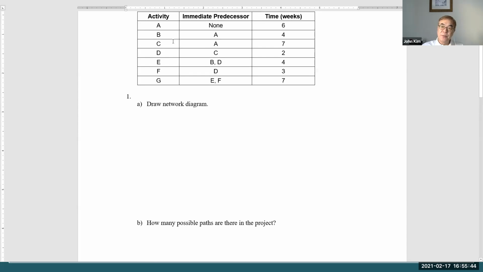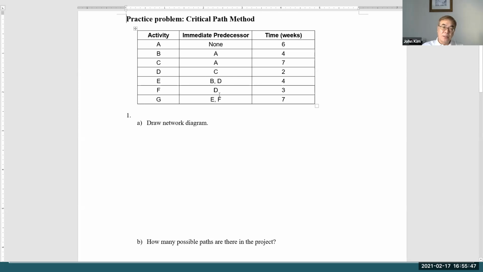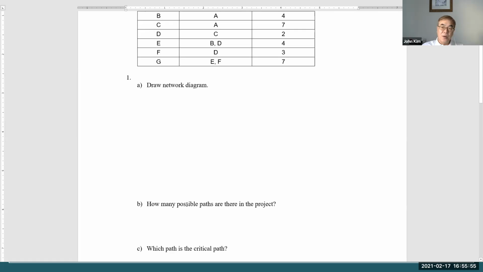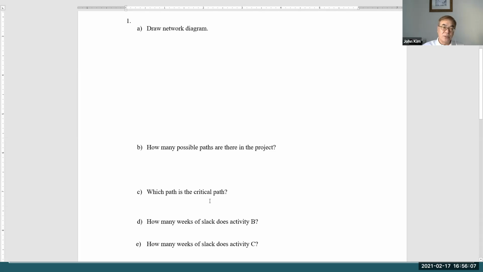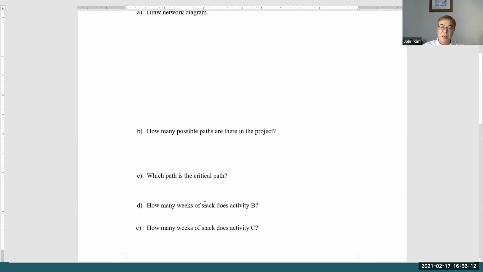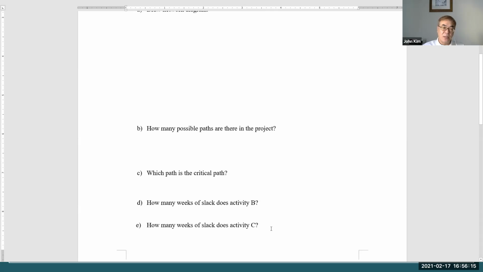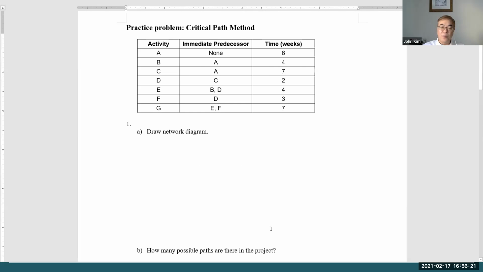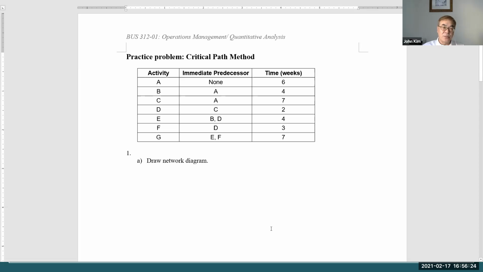Using the activities and predecessors, draw the network diagram, and then figure out how many possible paths are in the network diagram project, determine which one is the critical path, and then select for activity B and C. Next Monday, I will go over it, and then the next one.